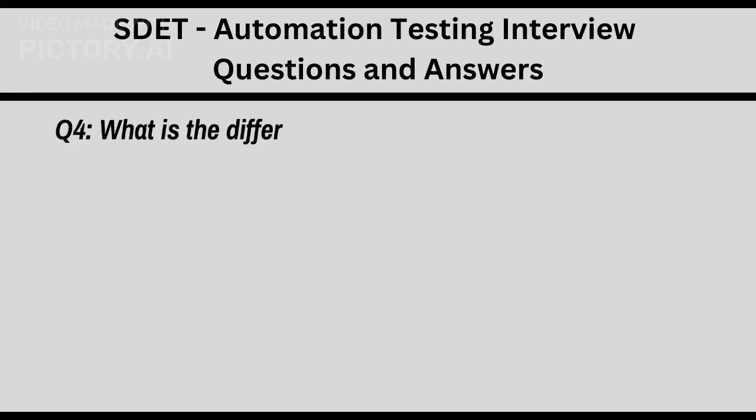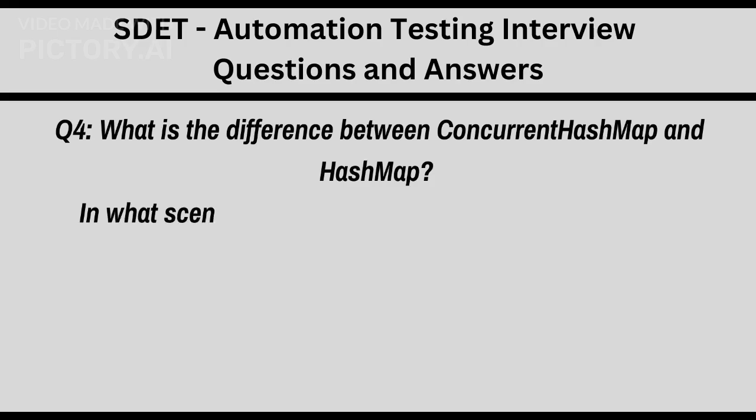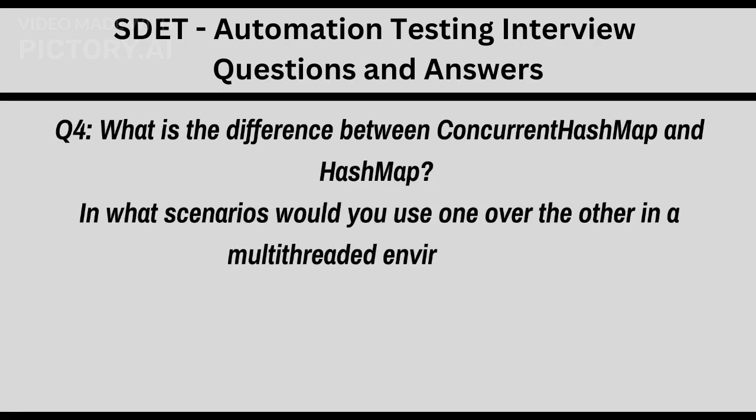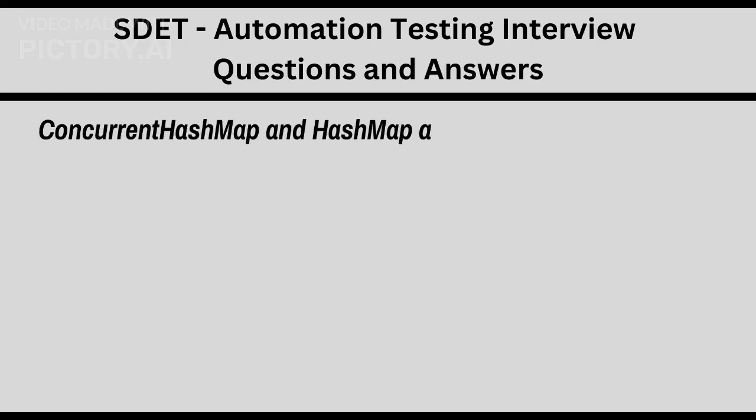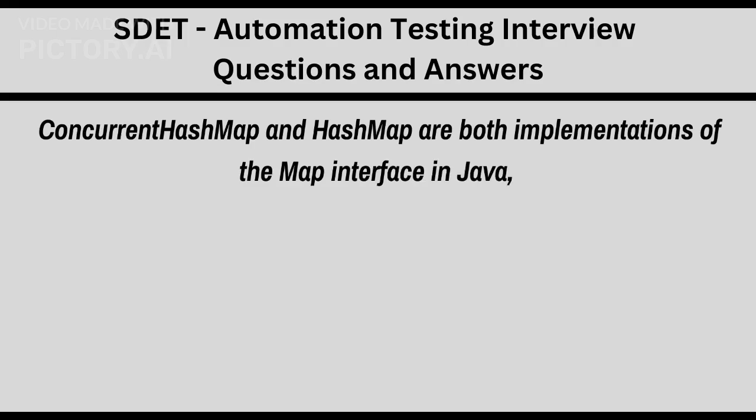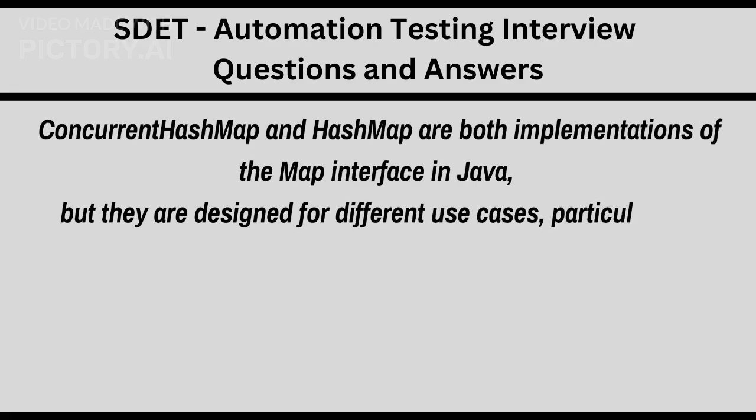Q4. What is the difference between ConcurrentHashMap and HashMap? In what scenarios would you use one over the other in a multi-threaded environment? ConcurrentHashMap and HashMap are both implementations of the Map interface in Java, but they are designed for different use cases, particularly in multi-threaded environments.